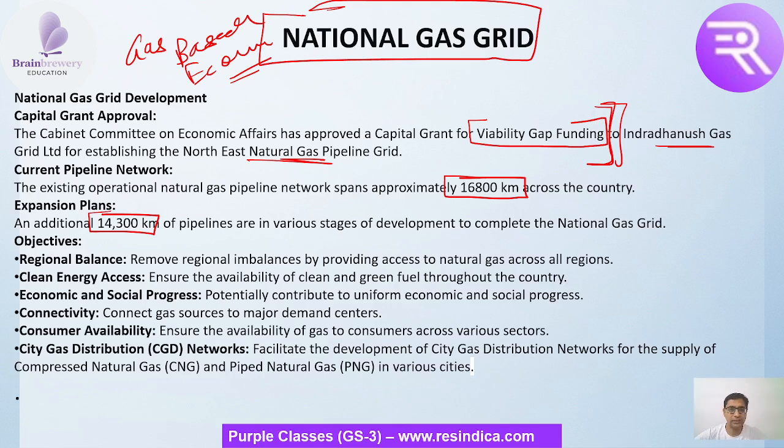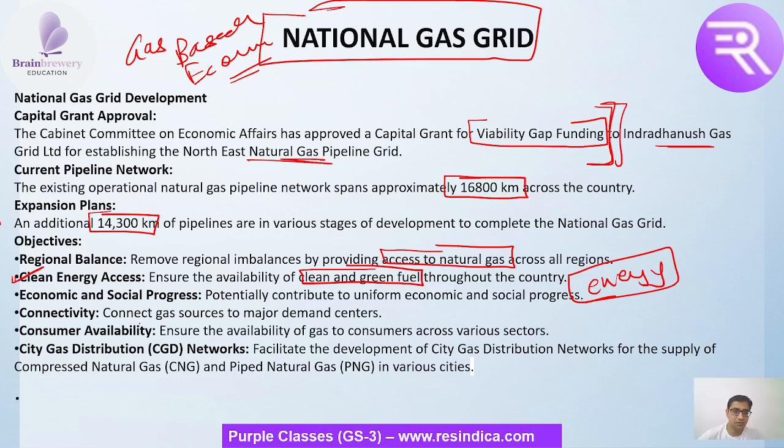So the main purpose is that it will also reduce regional imbalances. Everywhere, people will have access to natural gas, and more cleaner access to energy. They will be getting clean fuel, green fuel also. Then economic and social progress: whenever there is an energy requirement and you are solving it, automatically it leads to economic and social progress.